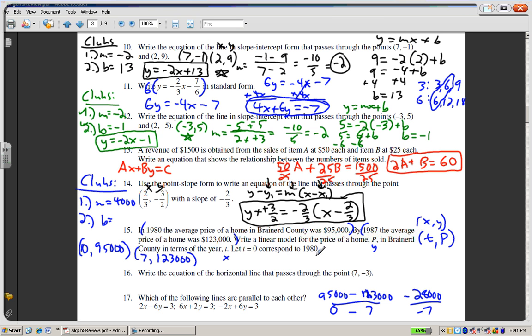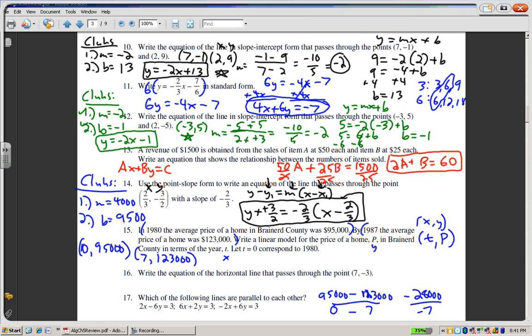Now my y-intercept, if you're looking carefully, t equals 0 corresponds to 1980. 1980 is the very first year. So if you think about it, this is really a starting point. That would be my y-intercept. Also, you can see where x is 0, the y value is my y-intercept. This means that this point is actually on the y-axis, which makes it my y-intercept.